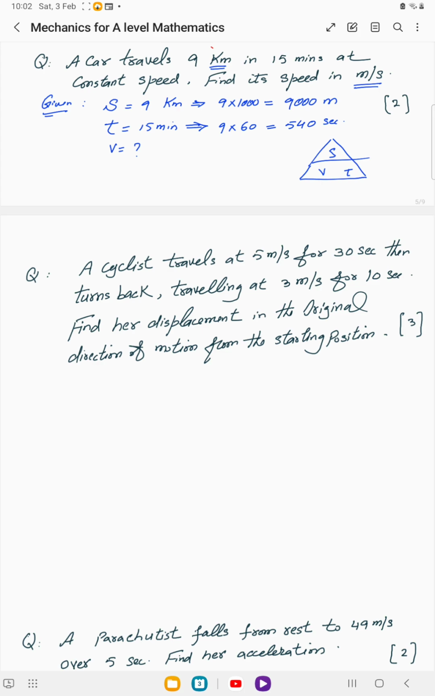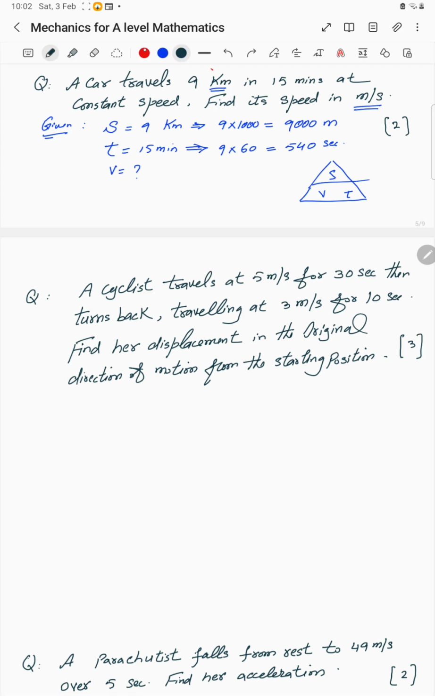The question says a car travels 9 kilometers in 15 minutes at constant speed, and we have to find its speed in meters per second. As you can see, s is given to be 9 kilometers, so the required answer should be in meters per second. So we have to convert the kilometers into meters. 1 kilometer is 1000 meters, so by multiplying this by 1000 we get 9000 meters, the distance traveled by the car.